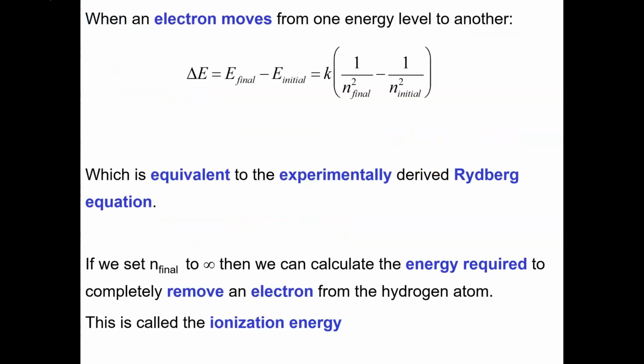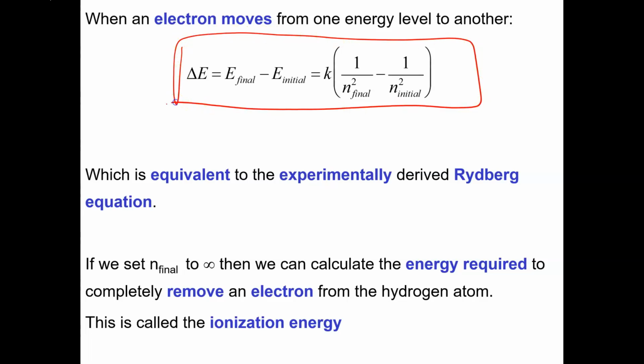Now, what happens when an electron moves from one energy level to another? It absorbs or emits a photon. So we can extend the Bohr equation to take that into account. So it's just going to be the energy of the final state minus the energy of the initial state. So I've just pulled k out here as the constant out the front, and so then that just becomes 1 on n squared final minus 1 on n squared initial. It turns out that this gives exactly the same answers as the Rydberg equation, which is really good.